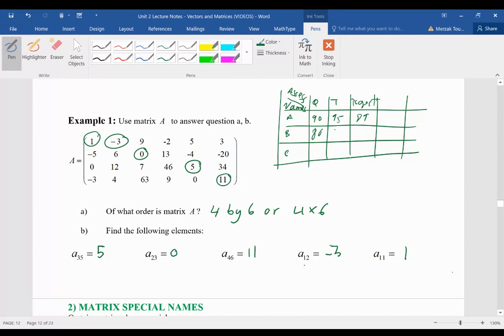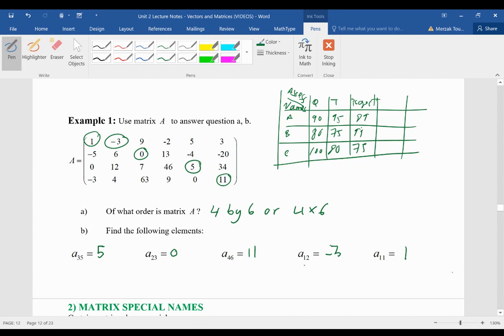Let's say 80, 75, 99, and so on. We can do more numbers. We can do 100, 80, and let's say 75. Okay, so this is an example of a matrix.